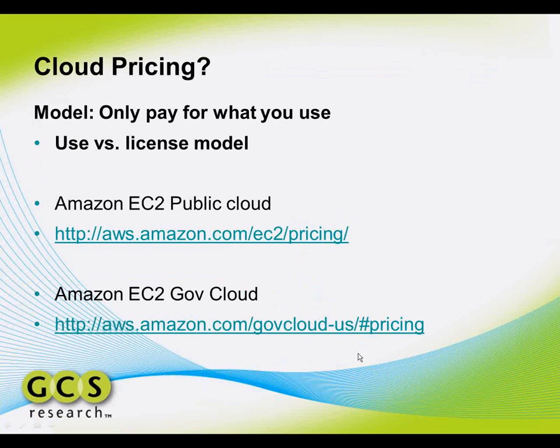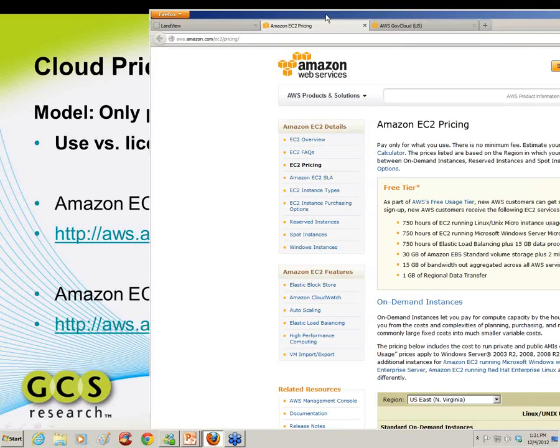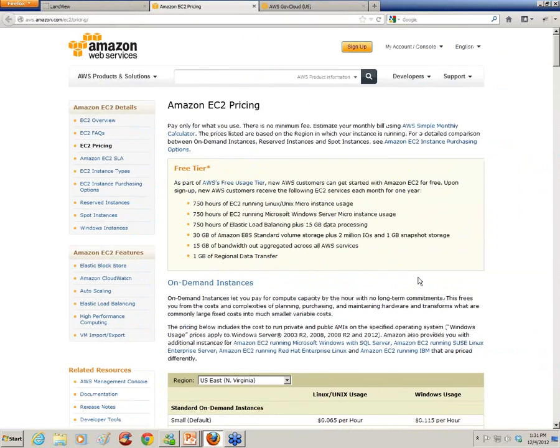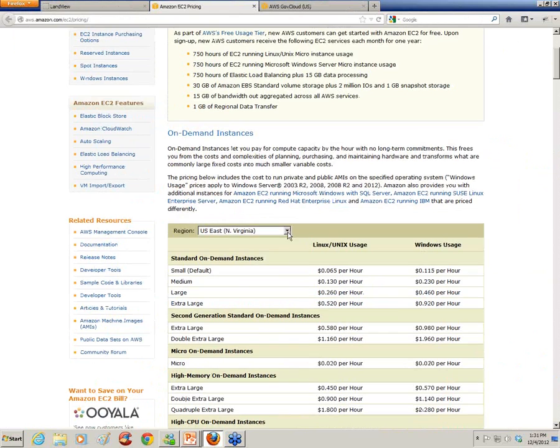Okay, so cloud pricing, talking about a use model versus a license model, where people want a use model, so that you only pay for what you use. Out on the internet, Amazon has been the lead with cloud computing for some time, and they have pricing models, these links you can go to and see how this actually works.